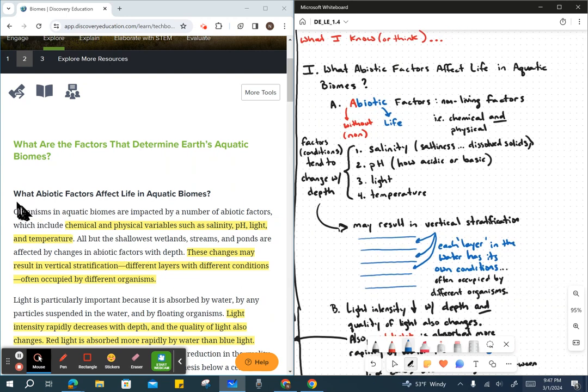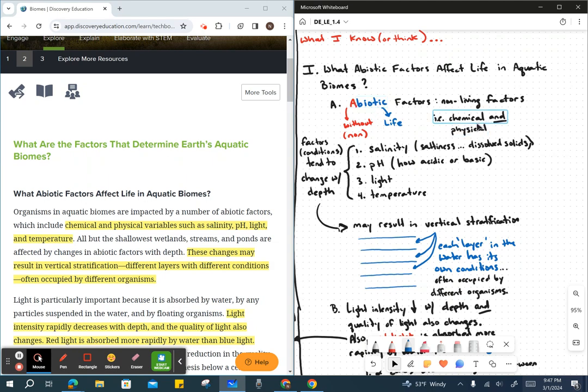Roman numeral 1, we're going to take this first title. What abiotic factors affect life in aquatic biomes? There are many things that live in the ocean, whether plants, protists, kelp, or animals. What are some of the things that they require that are non-living factors, abiotic factors? I try to break that down for you. A means without or non. Bio means life. Tic, biotic, is like the characteristic of life. So these are our non-living factors. Abiotic.